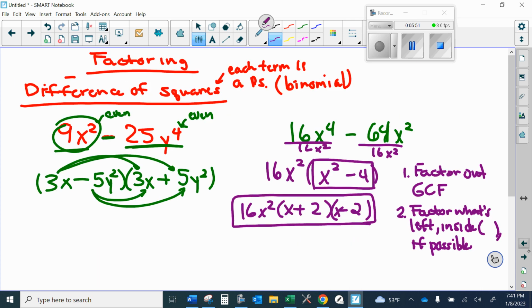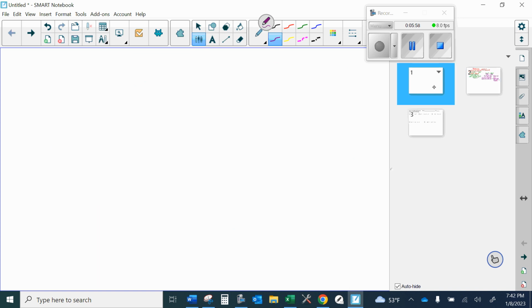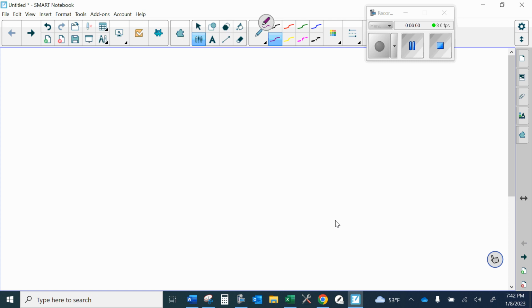Oh, I thought I had another. Oh, I put it on 2. Okay, so I'm going back to 1. So that's difference of squares. The next thing I'm going to look at is just factoring out a GCF. I could have done this first.